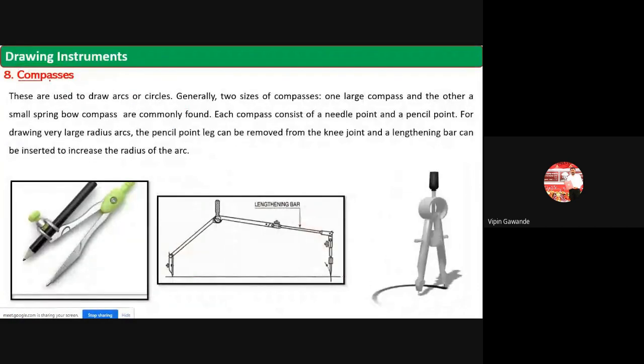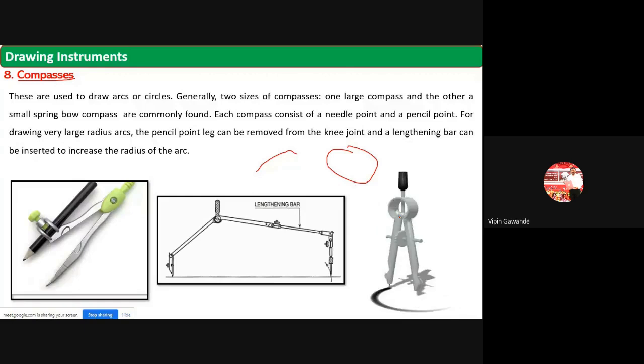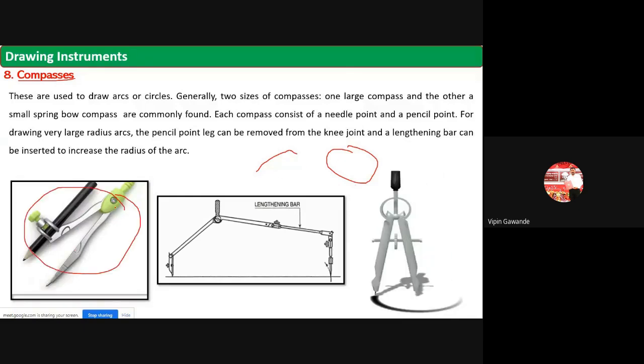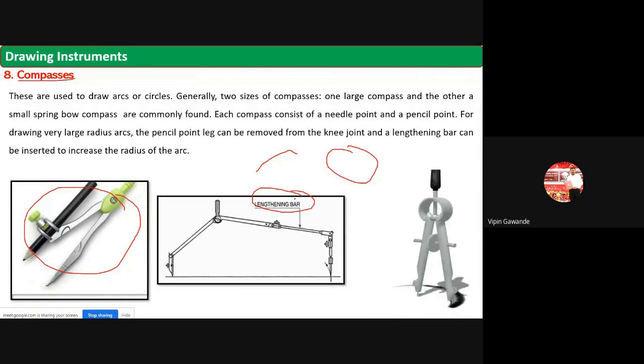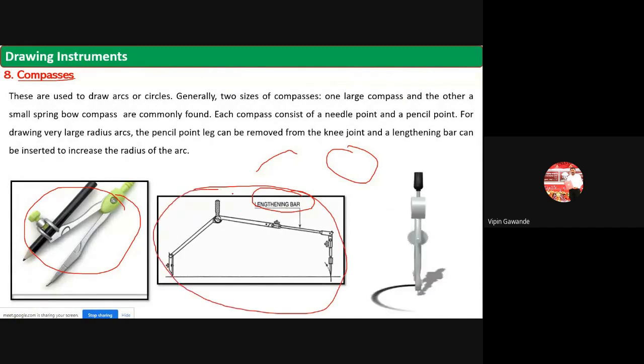Okay, now another thing is the compass. What do compasses do? The compasses are used to construct an arc or a circle. So if the radius is small, we can go for this type of compass. If the radius of the circle is more, then we have to use the lengthening bar. For the short compass, we can't draw circles having a longer radius. So we have to use this type of compass for drawing circles of bigger radius.